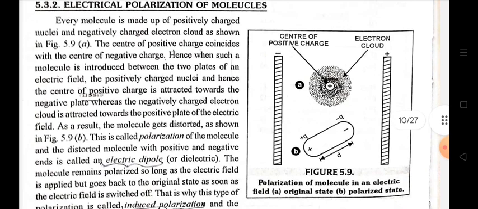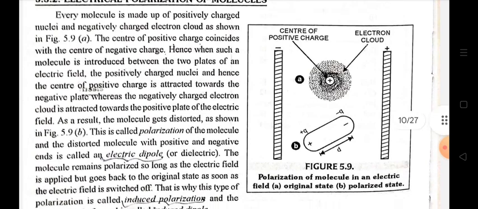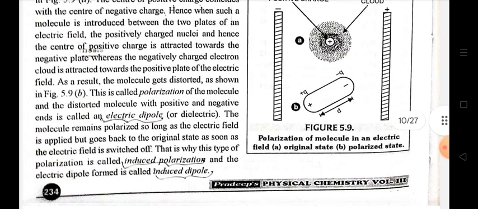This is called polarization, and the distorted molecule with positive and negative ends is called an electric dipole or dielectric. The molecule remains polarized as long as the electric field is applied, but goes back to the original state as soon as the electric field is switched off. That is why this type of polarization is called induced polarization, and the electric dipole formed is called an induced dipole.